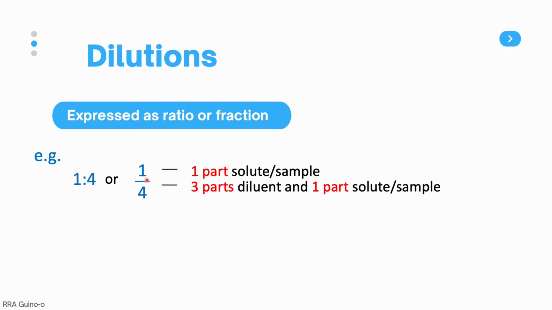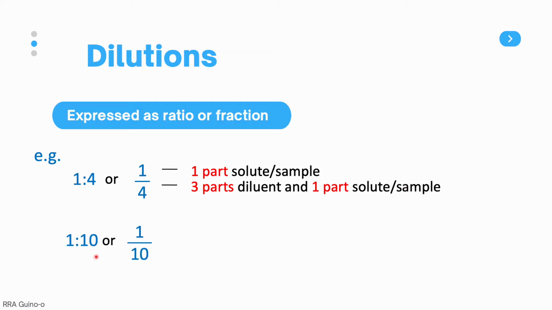Now, the top number indicates the parts of the solute or sample, and the bottom number indicates the total volume of the solution. In this example, we have 1 part solute or sample and 4 parts for the total volume of the solution. So since we know that we have 1 part solute or sample, this means that the 4 parts here are composed of 3 parts diluent and 1 part solute or sample.